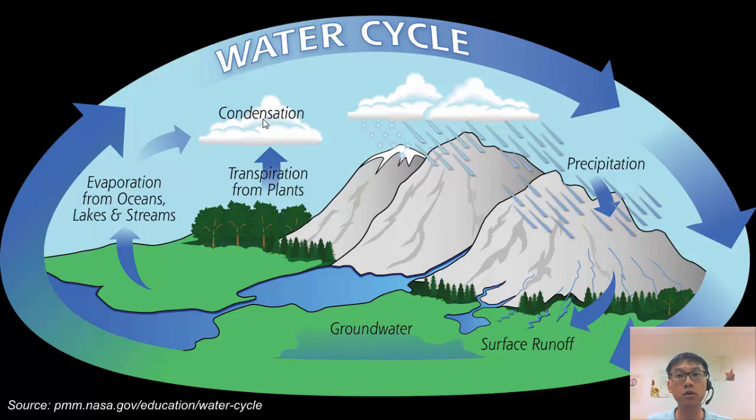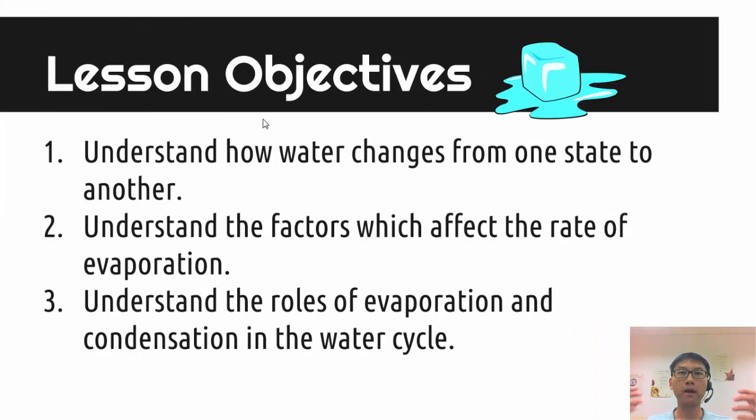And this process is important because it provides us with water. So that's how evaporation and condensation affect us on a daily basis in nature. Cool, right? So I hope that you have a good recap of how water changes from one state to another, that you are very clear of the factors that affect the rate of evaporation, and you understand the role of evaporation and condensation in the water cycle itself.